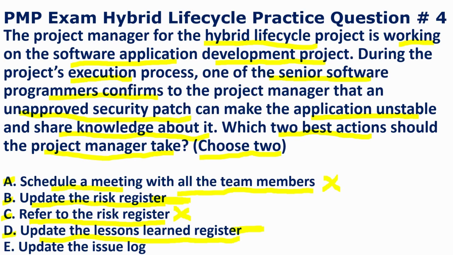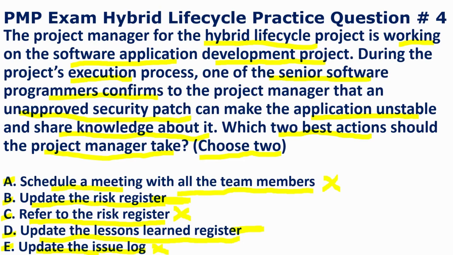Option E states that the project manager should update the issue log. Guys, the issue log is mainly used when we want to document challenges, problems and opportunities instead of a risk. So this option does not apply to this situation.